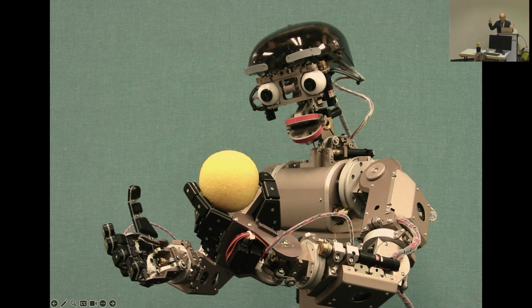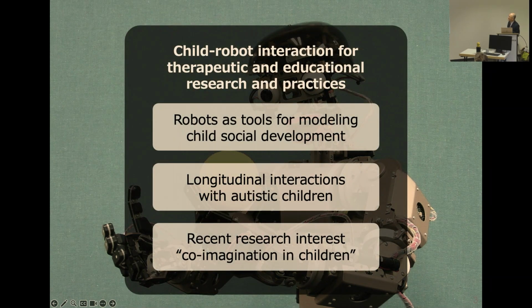By the way, this is my first humanoid robot, Infanoid. I'll talk about that soon. My talk is about child-robot interaction for therapeutic and educational research and practices. First, I will describe how robots can be used for modeling child social and cognitive development. Second, I will show you a couple of cases of robot-mediated interaction with autistic children. And finally, I'd like to introduce my recent research interest, co-imagination in children. Okay, let's get started.